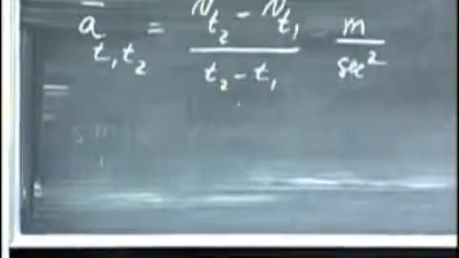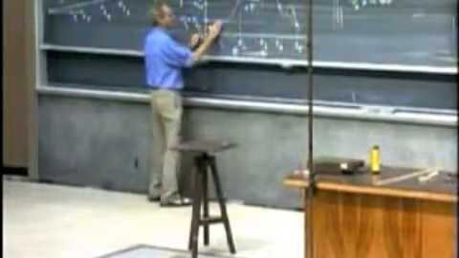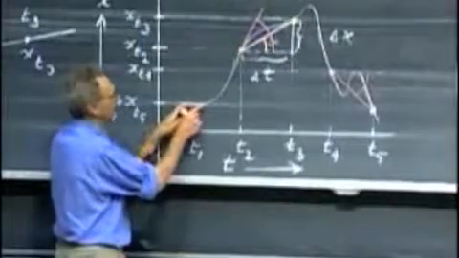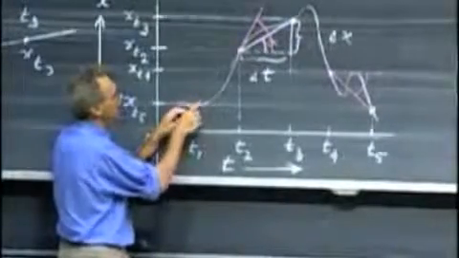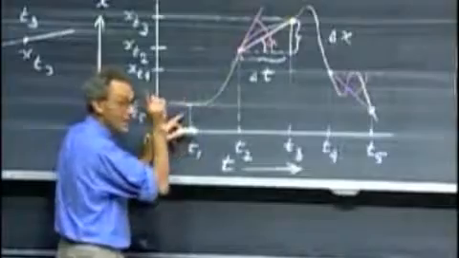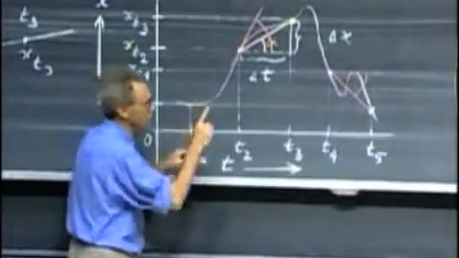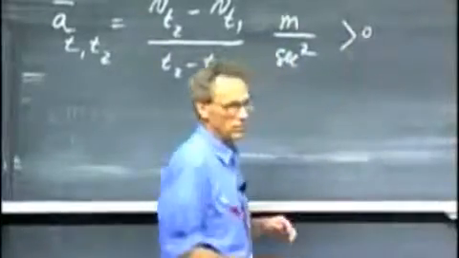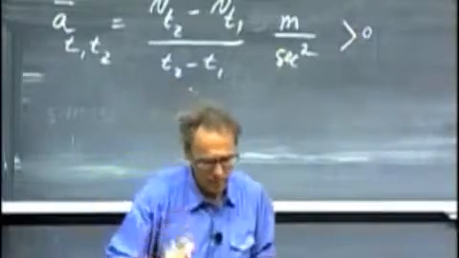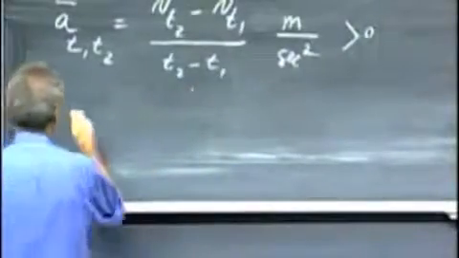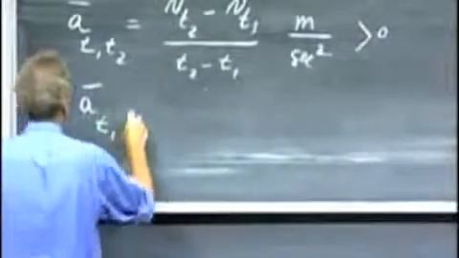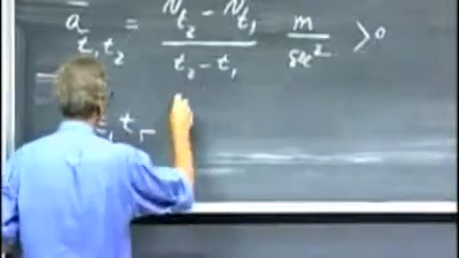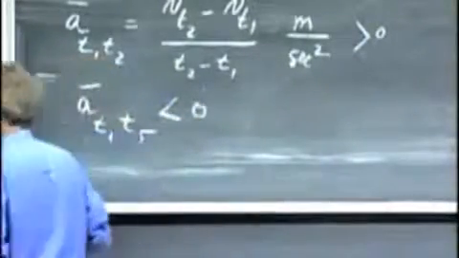In our case, from t1 to t2, notice the velocity is 0 at the start, and it begins to increase because this angle alpha increases. It's the angle that matters. The angle increases, so in our case, from t1 to t2, the average acceleration is larger than 0. Look at the angle. However, if you take the average acceleration between t1 and t5, that is smaller than 0.